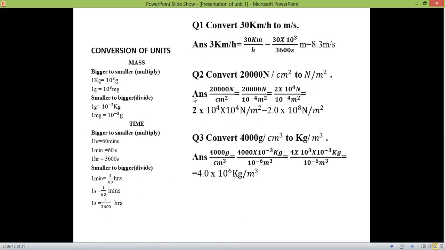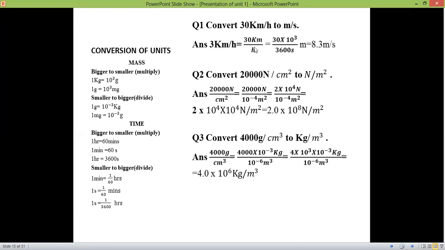Now we have to see an example in which we have to convert two units at the same time. For example, convert 30 kilometer per hour to meter per second. So we have to do the conversion of two units at the same time. One is kilometer and that has to be converted into meter, and the other is hour and it has to be converted into second. So 30 kilometer per hour can be written as 30 kilometer over hour.